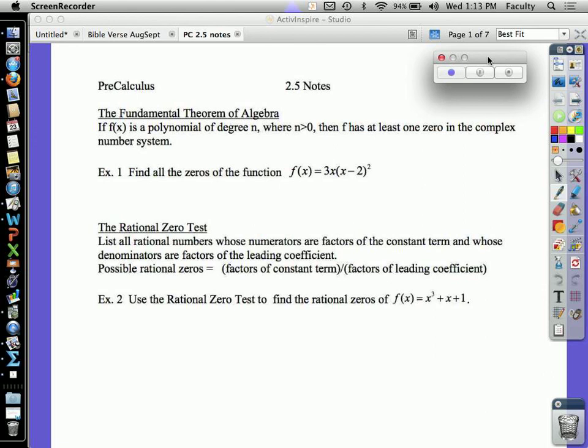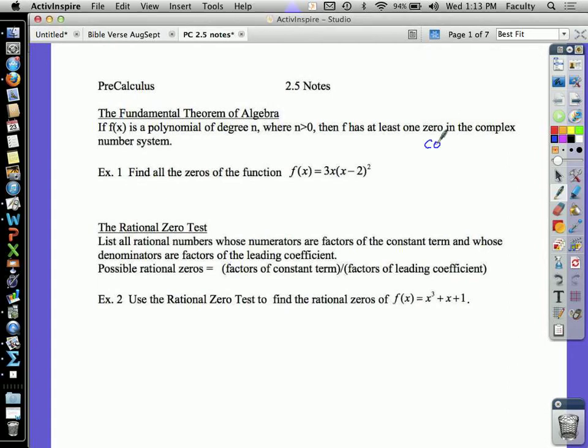Wow, that's an idea. All right, the fundamental theorem of algebra. If f of x is a polynomial of degree n, where n is greater than 0, then f has at least one 0 in the complex number system. Let's pause here a moment, because maybe we don't know what that means. Everything now is considered to be a complex number.